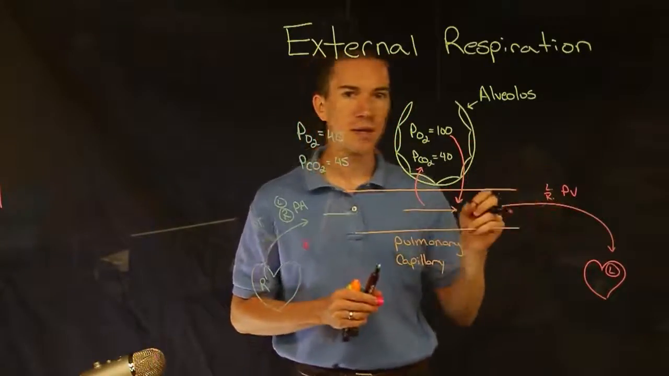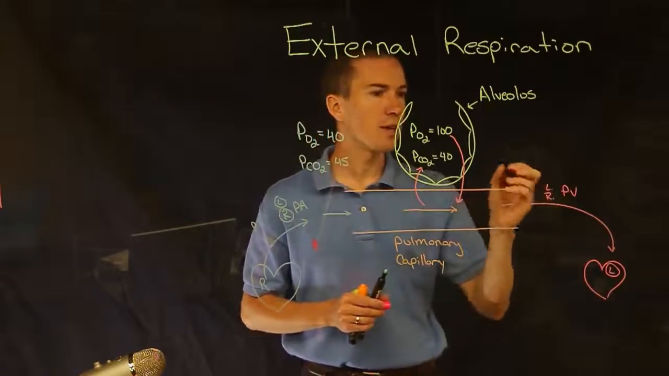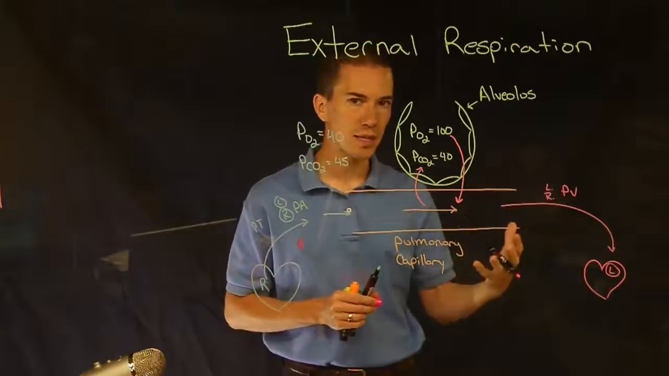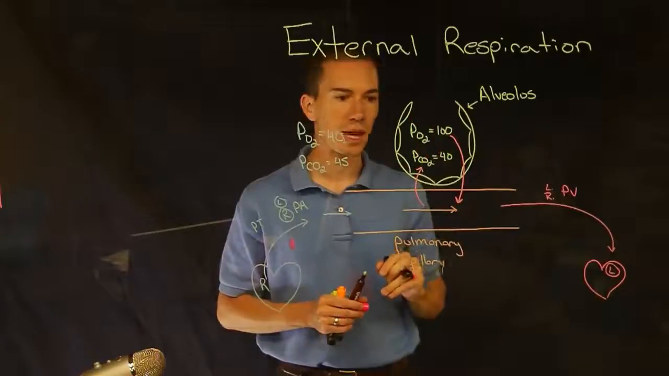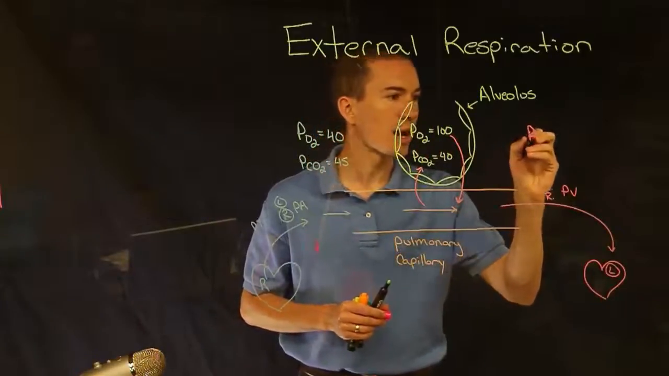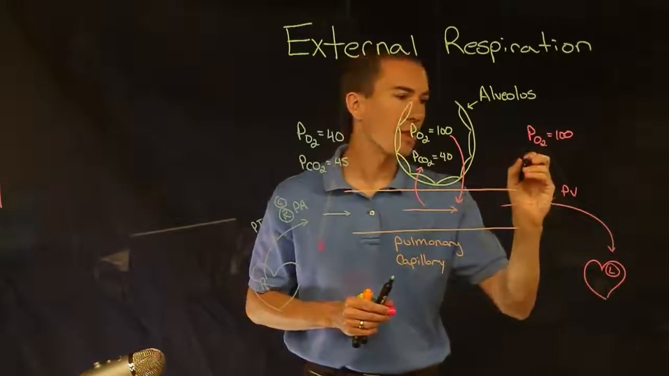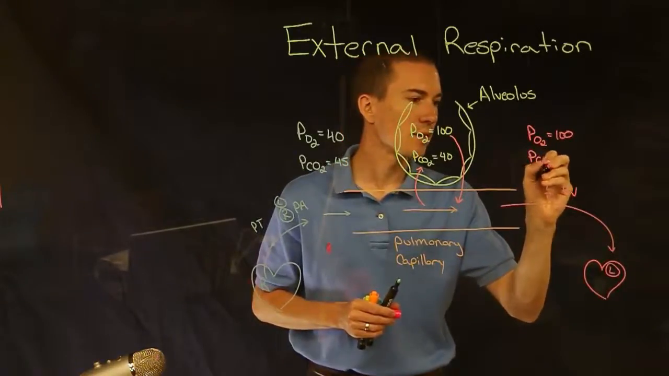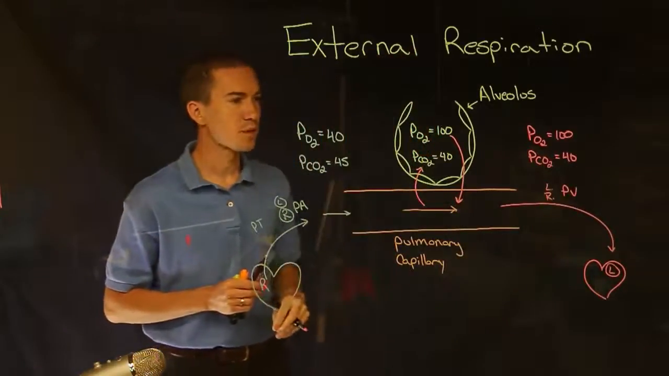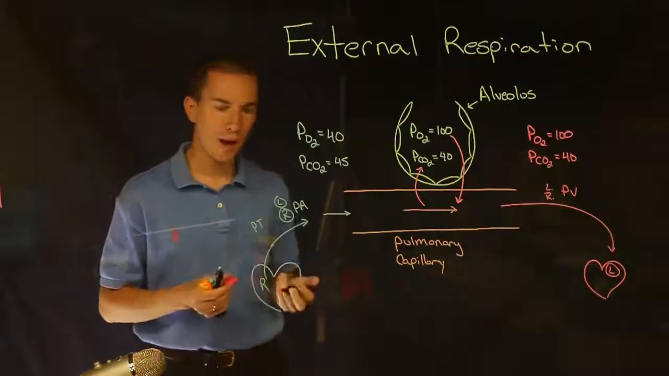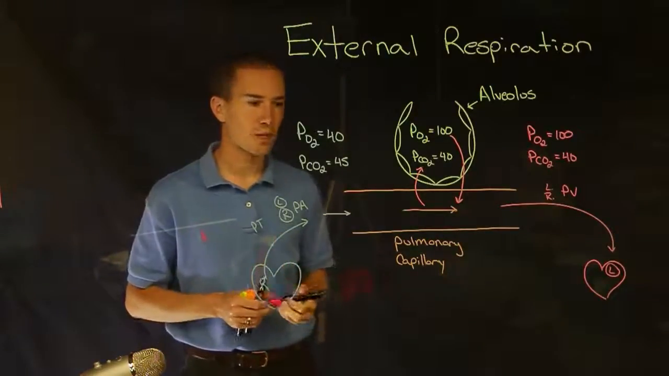This blood is oxygenated. It's oxygen rich and carbon dioxide poor. In fact, the partial pressures of gases in that oxygen-rich blood completely reflect the partial pressures of gases in the alveolar air. So the partial pressure of oxygen will equal 100 millimeters of mercury, and the partial pressure of carbon dioxide will equal 40 millimeters of mercury. And that really describes the mechanics of external respiration, also called external gas exchange.